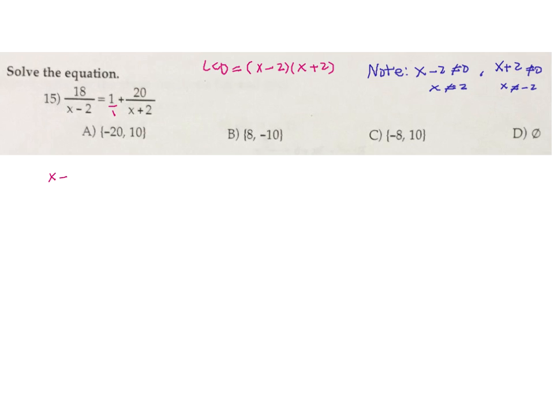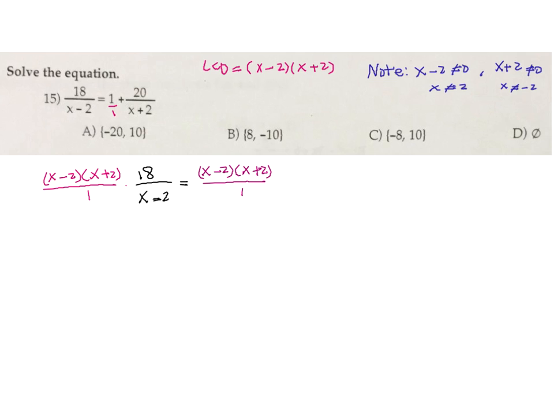okay, I can write down x minus 2 times x plus 2. I can write it over 1, make it look like a fraction, and multiply that with the first term. Okay, the first term here is what? 18 over x minus 2 equal to, then I multiply the second fraction again with the same x minus 2 times x plus 2 over 1.